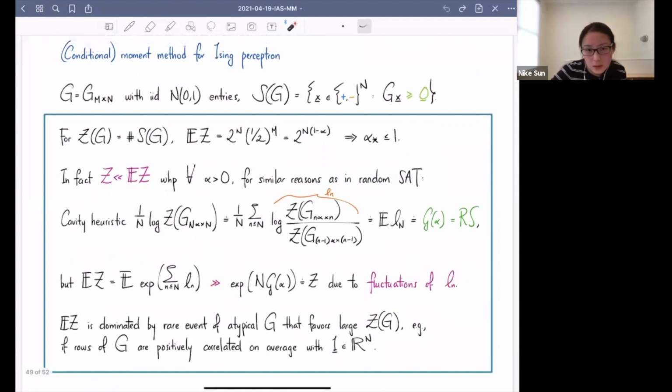Okay, so what happens when we try to apply a moment method for this model? Let Z be the number of elements in the perceptron. The first moment is extremely easy to calculate. There are 2 to the n elements in the cube. And if you put down a random half space, then an element will survive the half space with probability 1/2. So this is exactly what the first moment is.